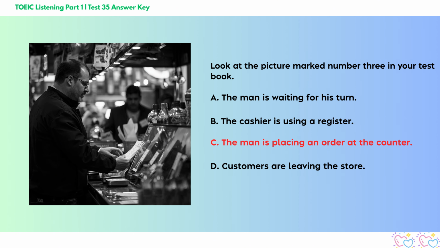Look at the picture marked number 3 in your textbook. A. The man is waiting for his turn. B. The cashier is using a register. C. The man is placing an order at the counter. D. Customers are leaving the store.